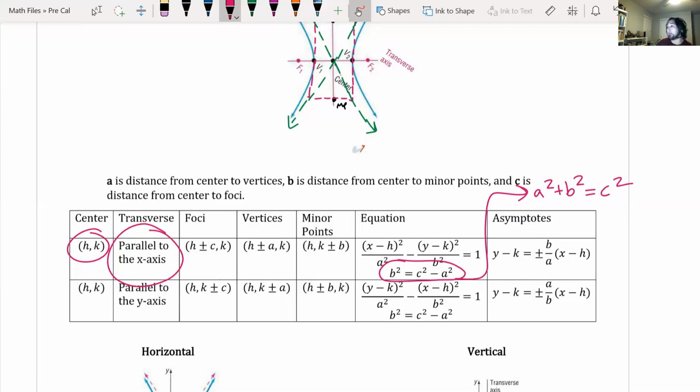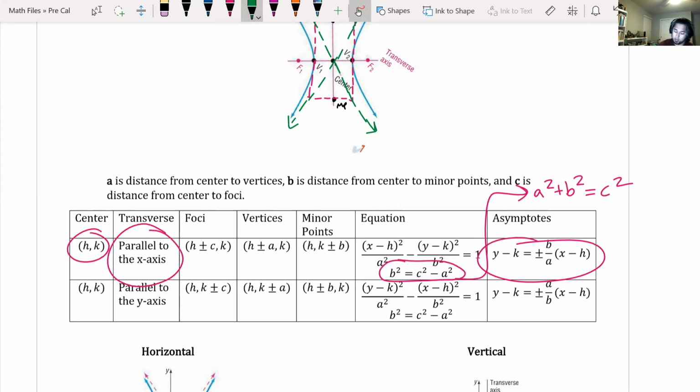Okay. And then we're going to have the asymptotes. So we're going to have to find the asymptotes that cut through that fundamental rectangle. And it's what our hyperbolas follow. So if you are parallel to the x-axis, you have y minus k equal to plus or minus b over a times x minus h.